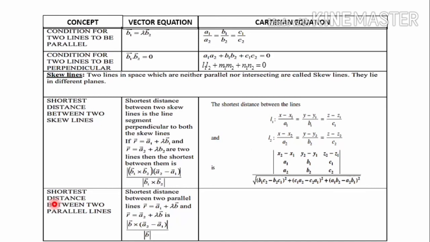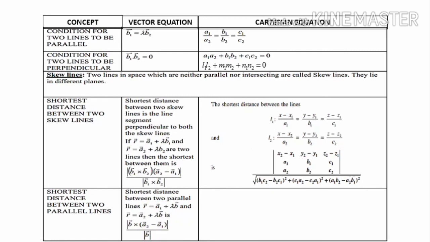Next, we have learned about the shortest distance between two parallel lines. There also we used the modulus together while studying, but here I'm using it separately, so it's not a problem, both are the same. Use whichever one is convenient. Here the distance is modulus of (b cross (a2 minus a1)) divided by modulus of b.